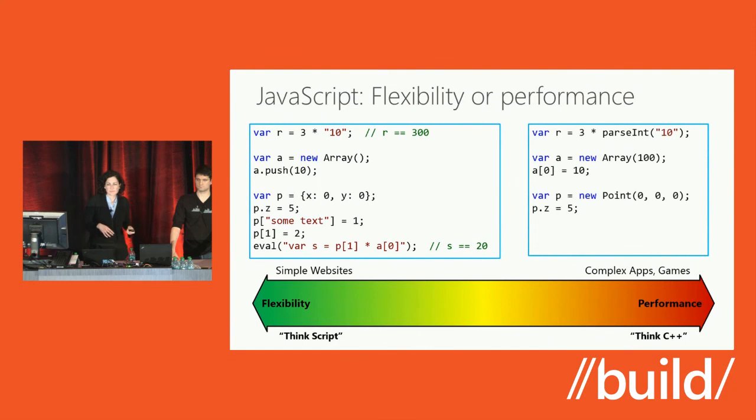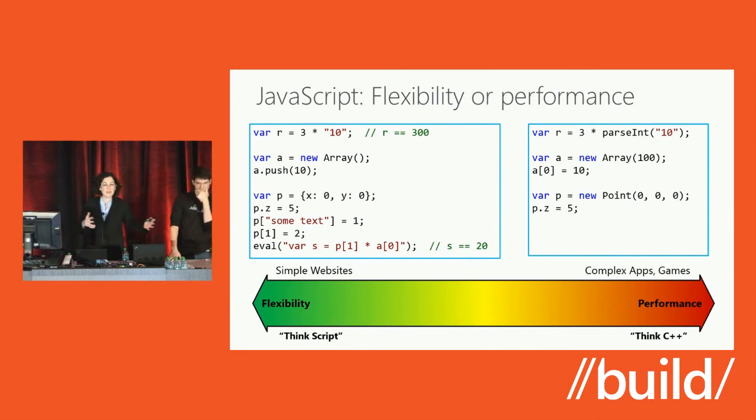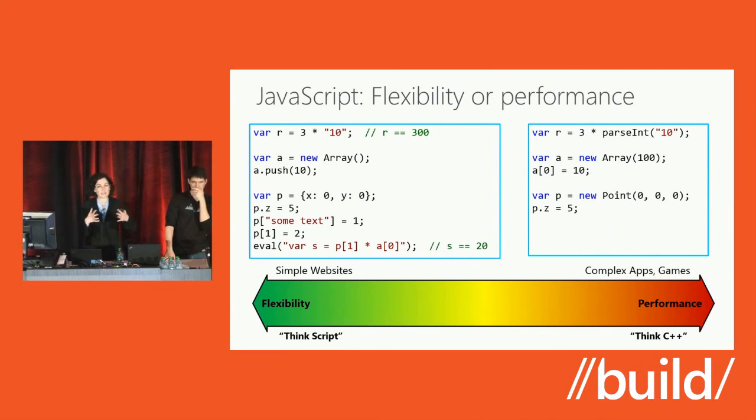So this just goes through what the alternative, the more rigorous version of the things on the left would be. So rather than doing multiplication by a number and a string, we actually want to do parseInt to convert it into a number. Rather than having an unsized array, we actually want a fixed-sized array, et cetera, et cetera.